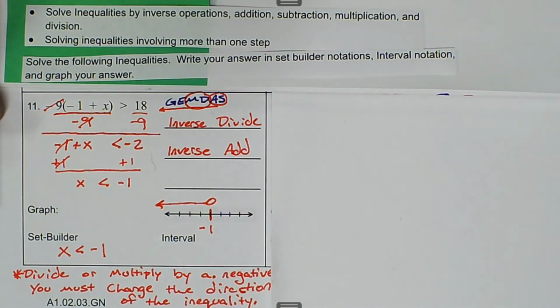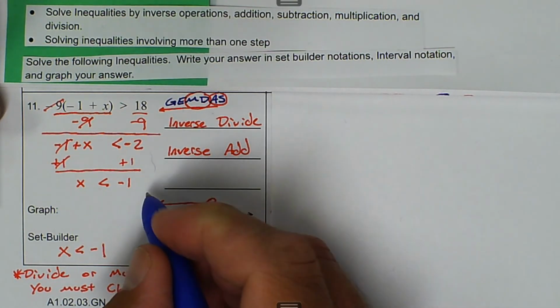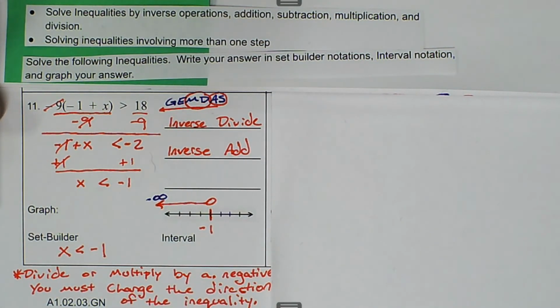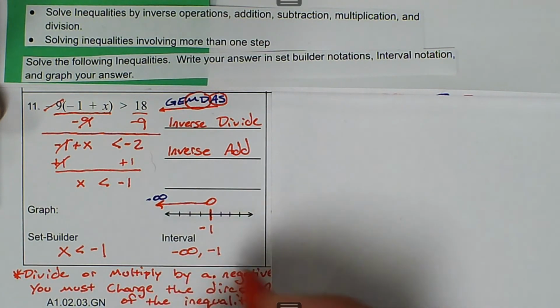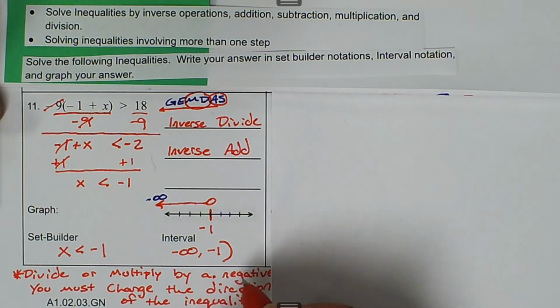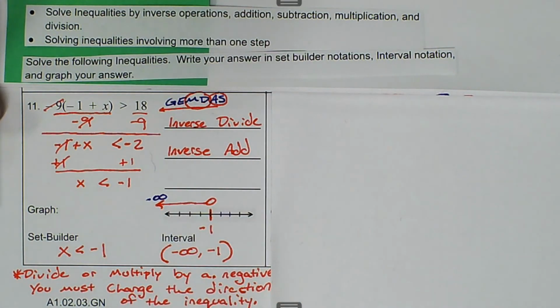Now, for interval notation, we need two ends of the boundary. So here we have -1 as one of our ends, and then we need the other end. This arrow means we're going to -infinity. And so we'll go from -infinity to -1. This open circle means we're using a parenthesis here because -1 is not included, and we can never include -infinity, so we'll use the parenthesis there.